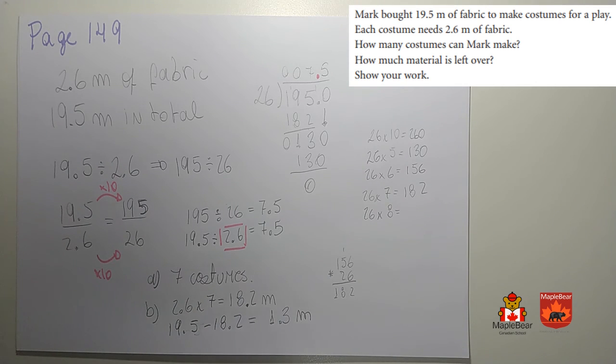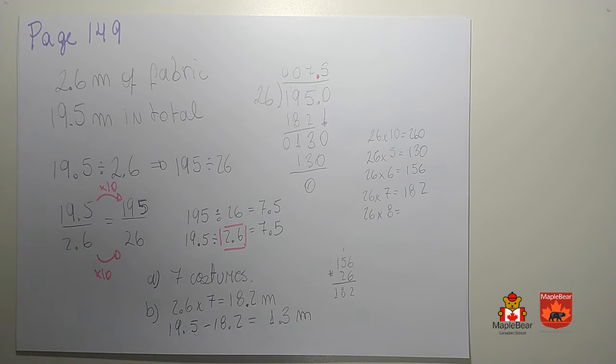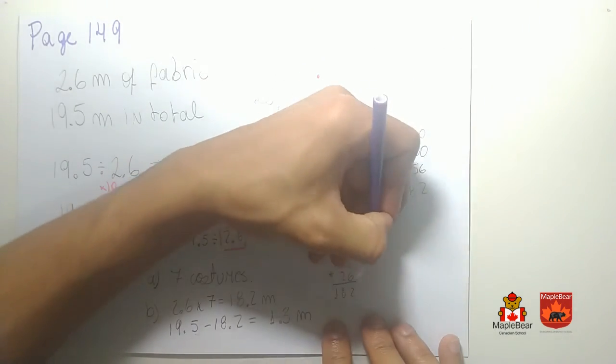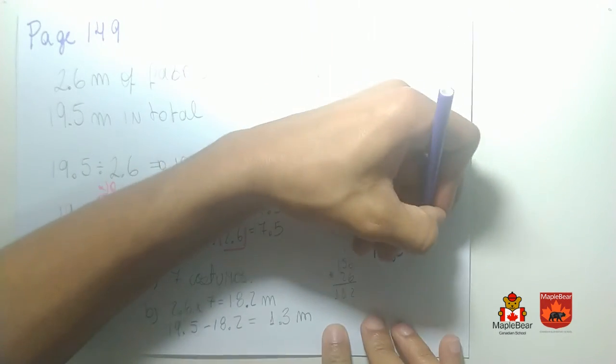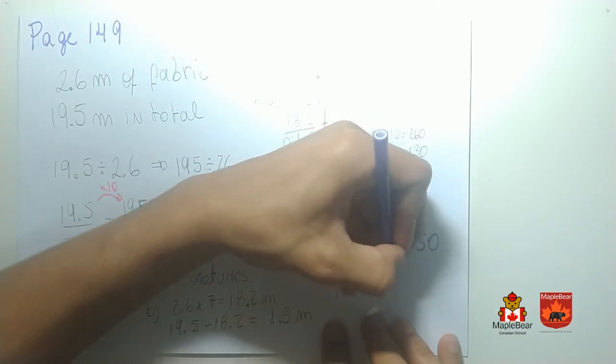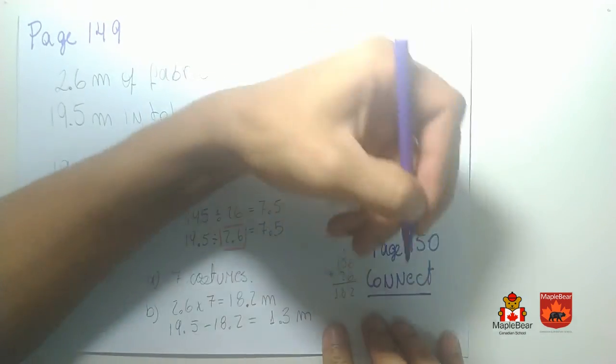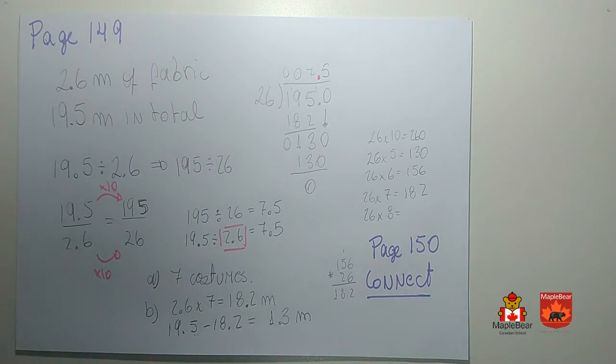I just want you guys to do another example that we're going to do together in the Hangout, okay? So try to do page 150, okay? The question from the Connect, by yourself. So, page 150, the Connect. Try to do it by yourself, okay? Then you talk about this question in our Hangout.